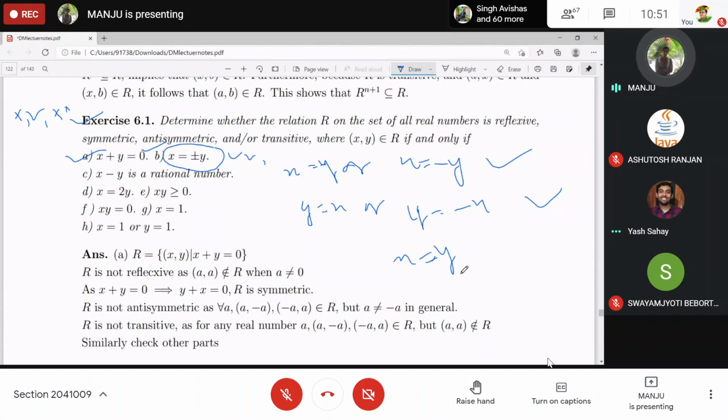Or you can just say for x not equal to y, at least one of them is not there, right? So this is antisymmetric. What about transitivity? Transitive. How? (x, y), (y, z), right?